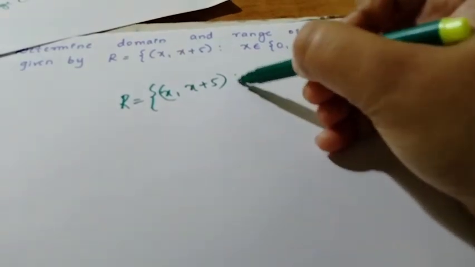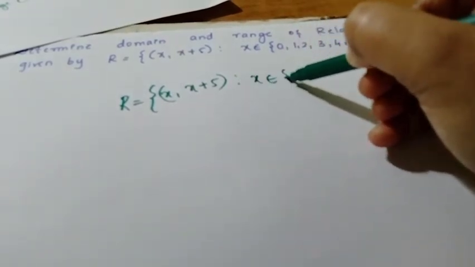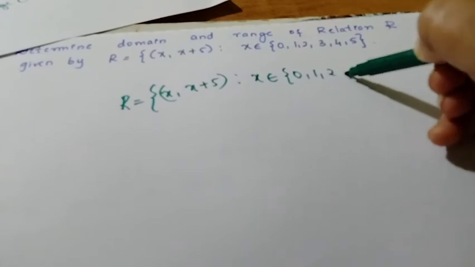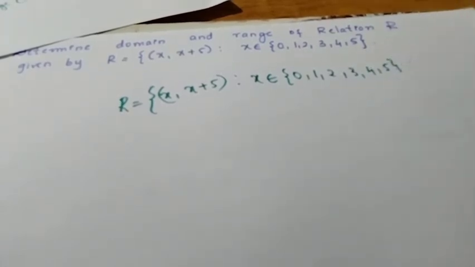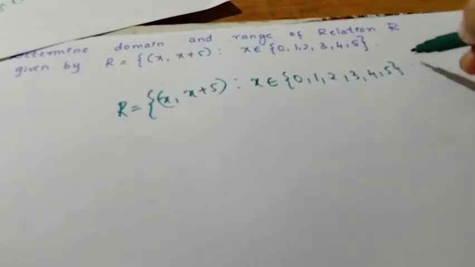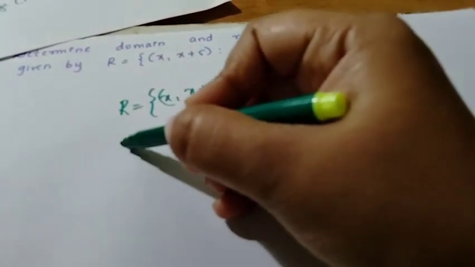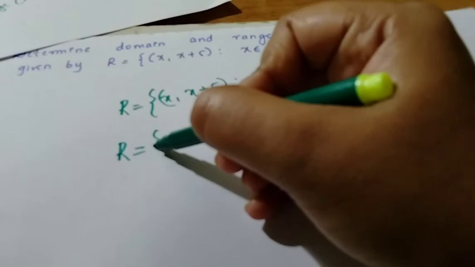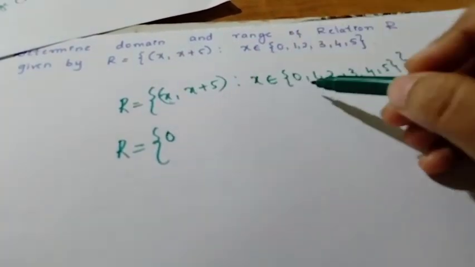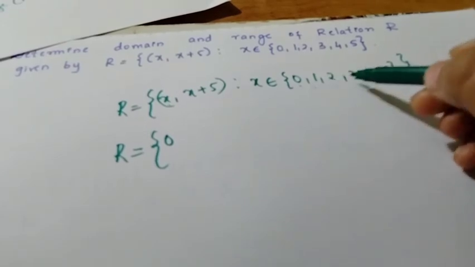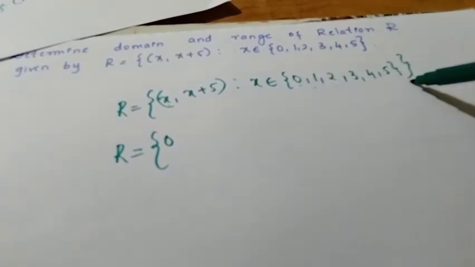x elements are given as 0, 1, 2, 3, 4 and 5. You have to just write the domain and range of this. To write the domain and range, you first have to define this relation R. So first take x as 0, because the x elements given are 0, 1, 2, 3, 4, 5. All these elements you have to take.